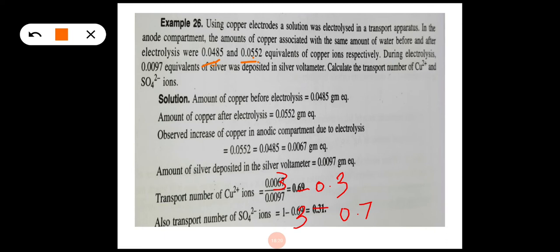And during electrolysis, 0.0097 equivalents of silver was deposited in the silver voltmeter. This indicates the amount of total current, or the decrease in the concentration of the cathodic compartment plus the anodic compartment. Calculate the transport number of copper. The amount of copper before electrolysis is this much, and after electrolysis is this much. The observed increase in the concentration is this much.